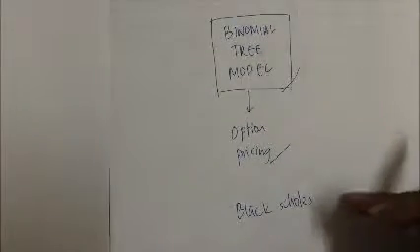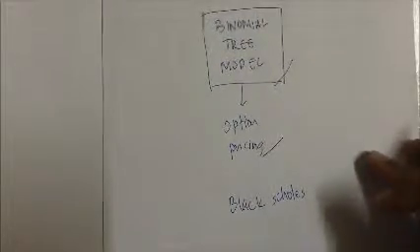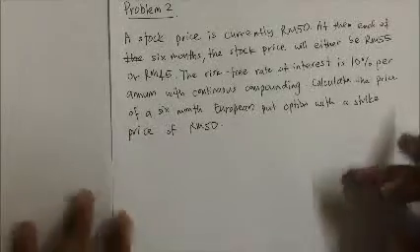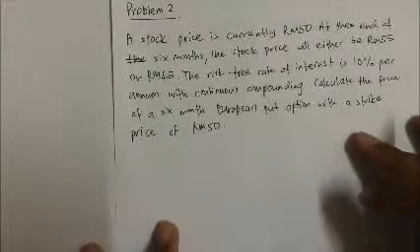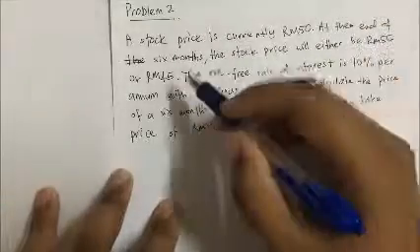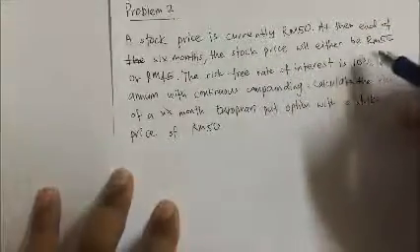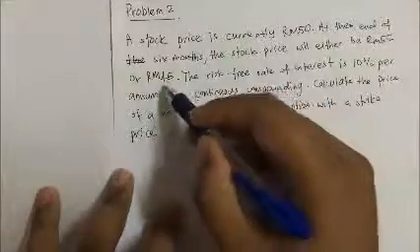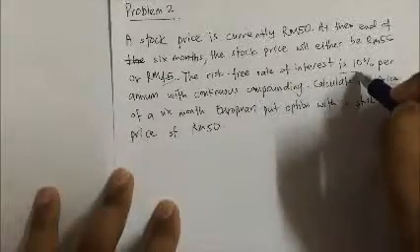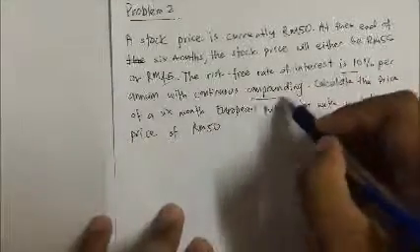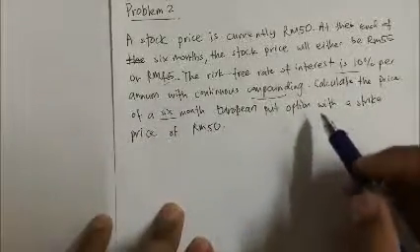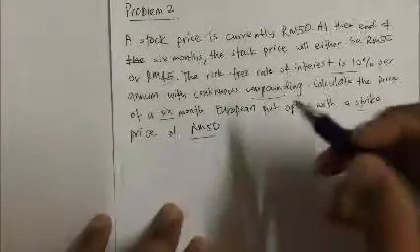So I'm going to show an example of how to find the value of a put option by solving the problem that I have here. A stock price is currently 50 ringgit. At the end of 6 months, the stock price will either be 55 ringgit or 45 ringgit. The risk-free rate of interest is 10% per annum with continuous compounding. Calculate the price of a 6-month European put option with a strike price of 50 ringgit.